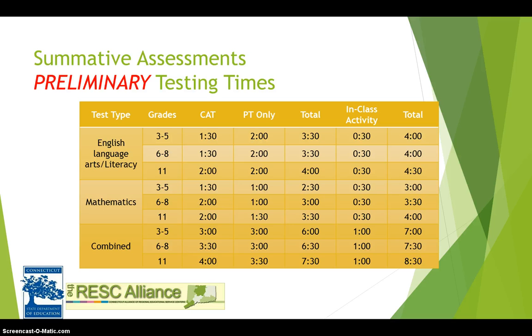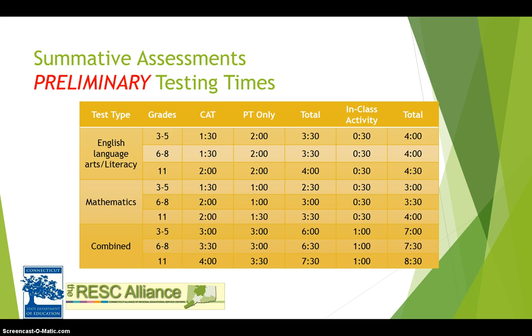So let's take a look at some preliminary, again, I can't say that enough times, testing times for each grade and each testing window. You can see that in grades 3 through 5, the English computer adaptive test will be about an hour and a half. The performance task in the lab will be up to 2 hours, but there will be 30 minutes of in-class activity. Again, that does not have to come in the computerized environment, and that can come a day before or right before if you prefer. Grades 6 through 8 have exactly the same time frame.